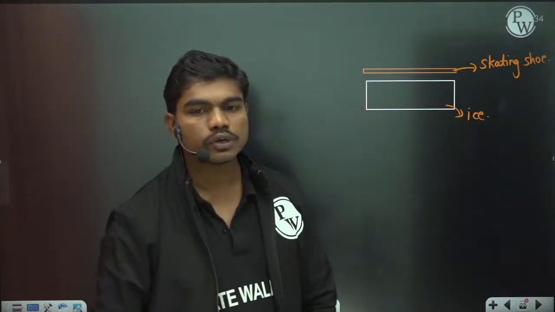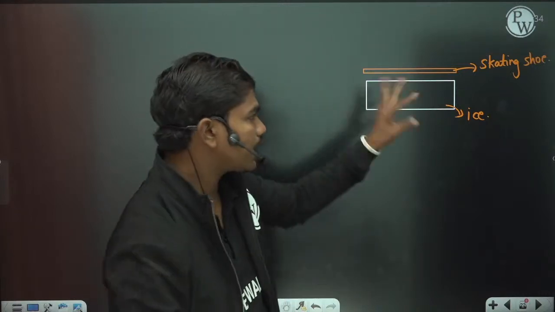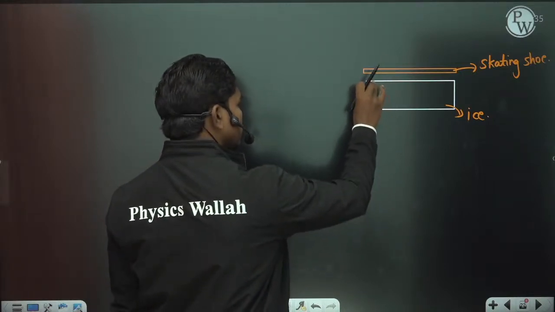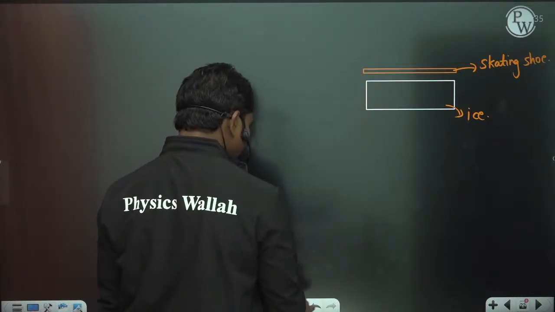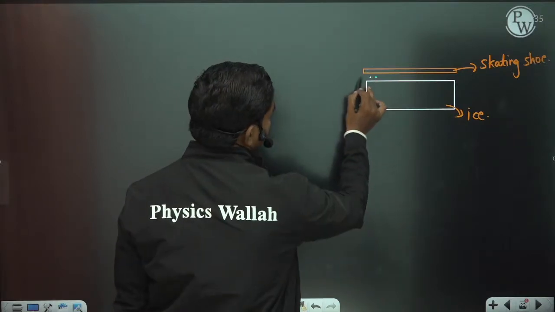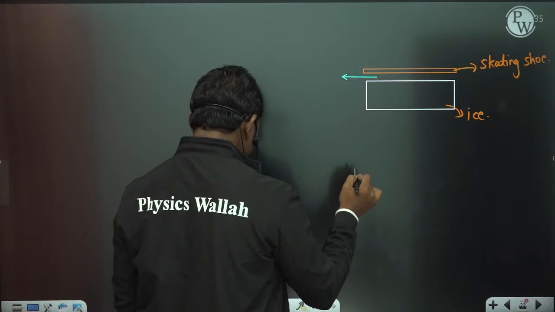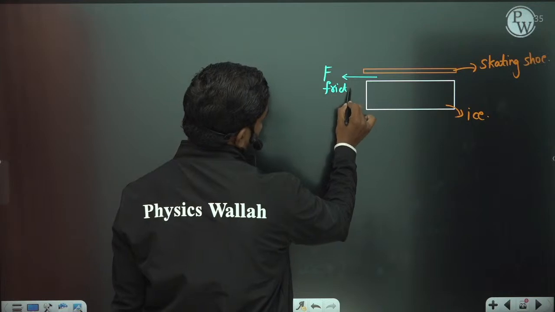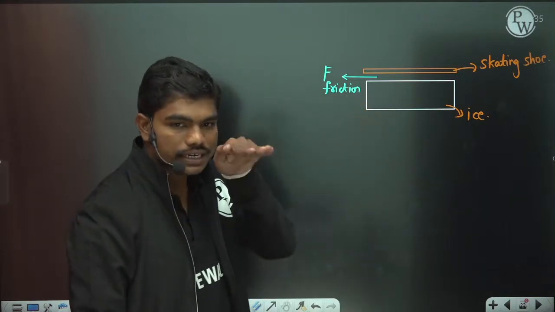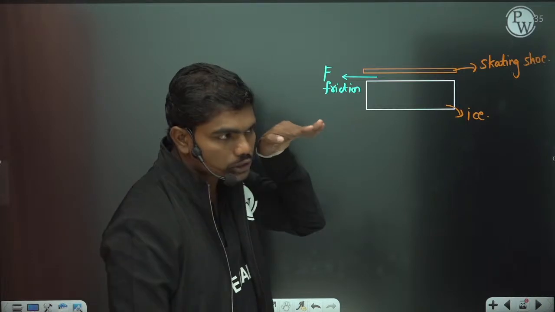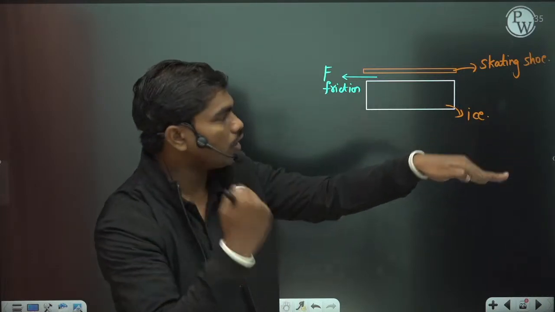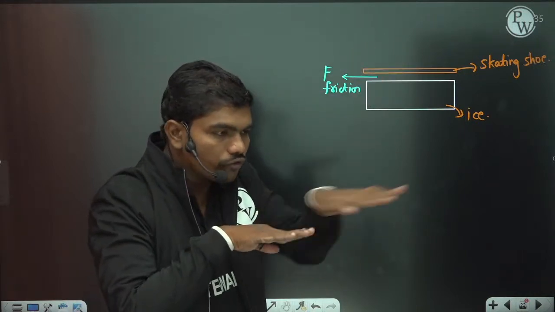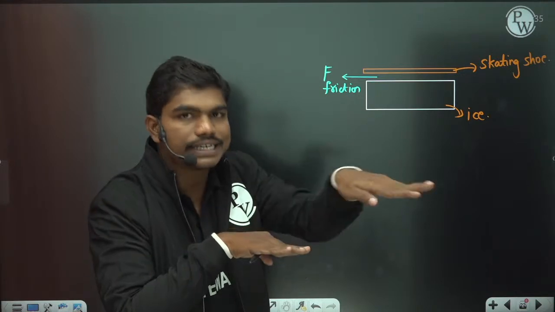Now before going for some mathematics, try to understand the physics that's taking place here. Because the solid portions are in contact, ice and this shoe are in contact, definitely there will be some friction force trying to act in this direction. So this is the friction force, F friction. Whenever the skating shoe is trying to move forward, there is definitely some friction in the back direction. But this person is trying to move forward, which means he is trying to apply a certain velocity gradient in the ice layer.